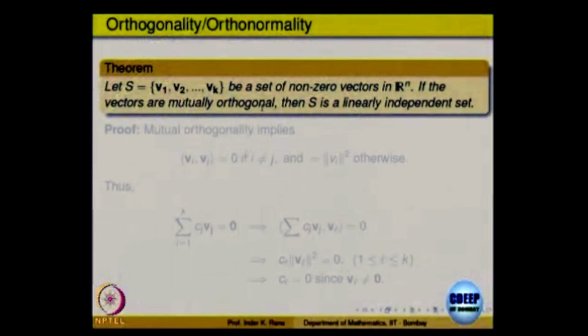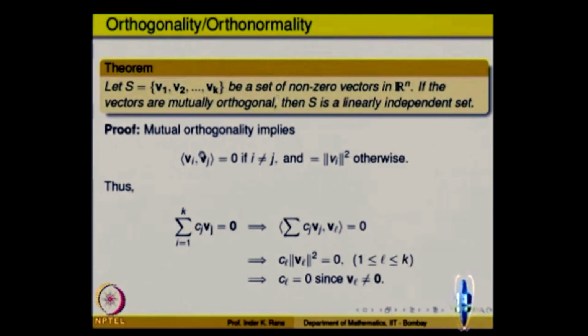What is the advantage of an orthonormal basis? If v1, v2, ..., vk are orthonormal, then what happens? I can compute the coordinates very easily. Okay, I am going somewhere else. So let us first prove that if we are given an orthonormal set, then it is automatically linearly independent. It gives you something more than that. Why is it linearly independent?